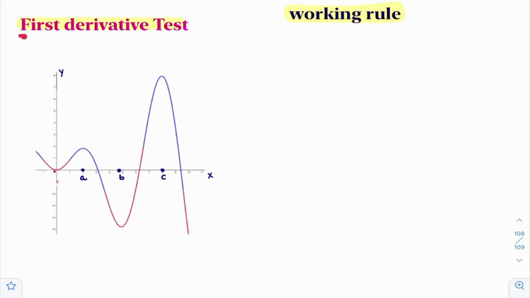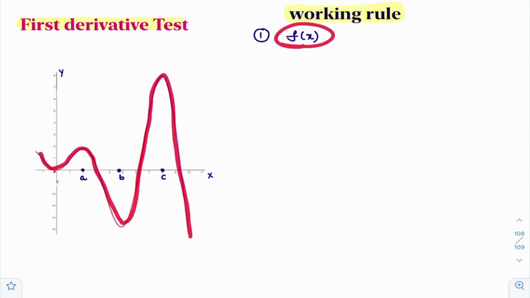When we use the first derivative test to identify where the function is maximum or minimum, and how to find its maximum value and minimum value, what is the working rule? First step: whichever function's maximum and minimum values you want to find, you take that function as f of x. Here, in this graph, this is the function f of x.